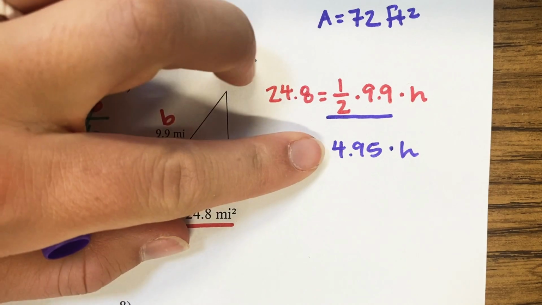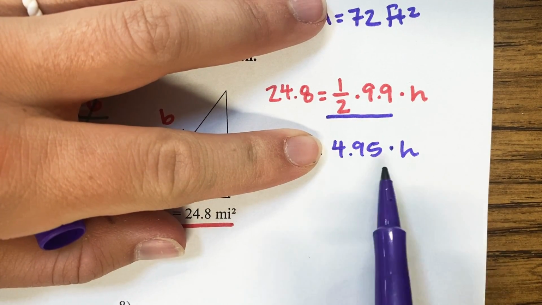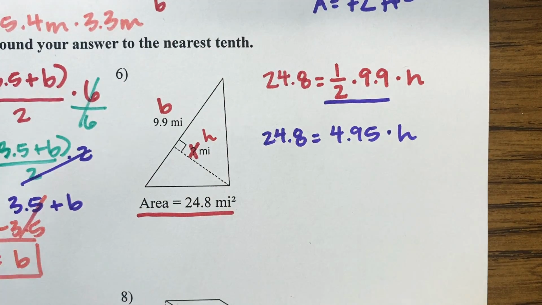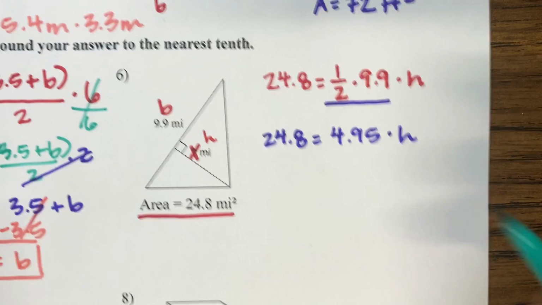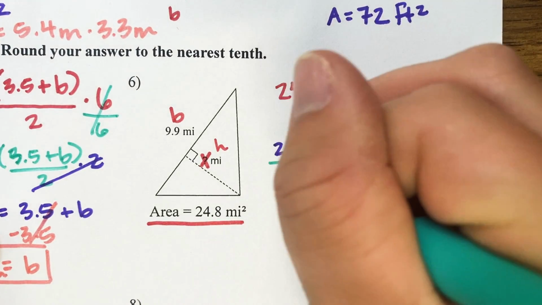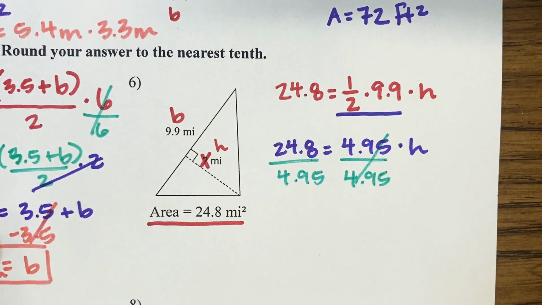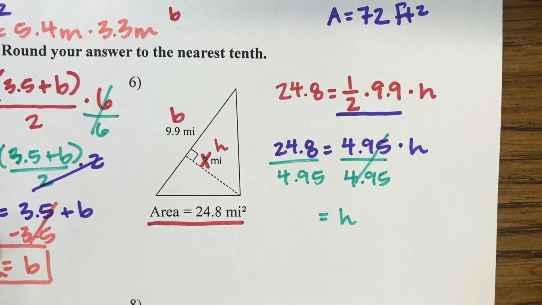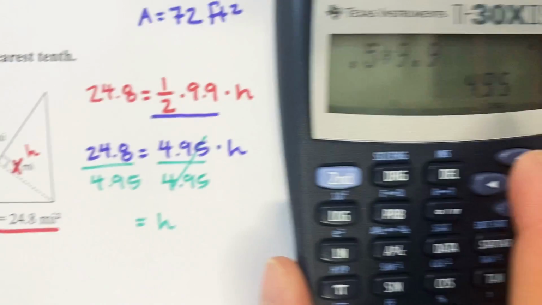Okay, well, now I have times by 4.95 I got to get rid of. What's the opposite of times by 4.95? We're going to divide by 4.95 on both sides. So I get h is all by itself. And what do we get over here? What is 24.8?